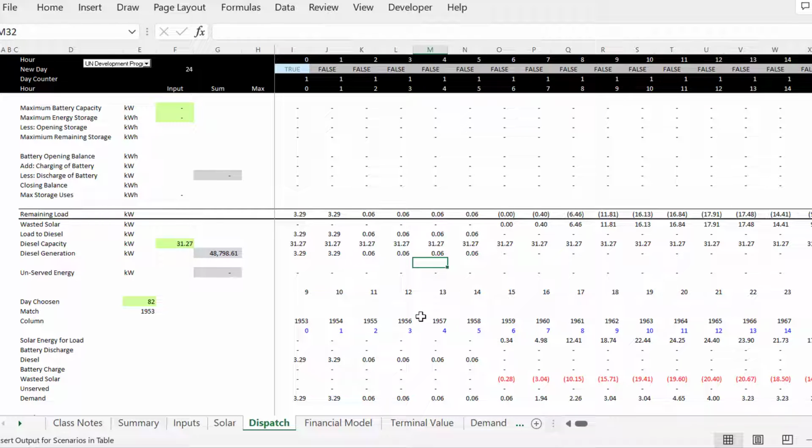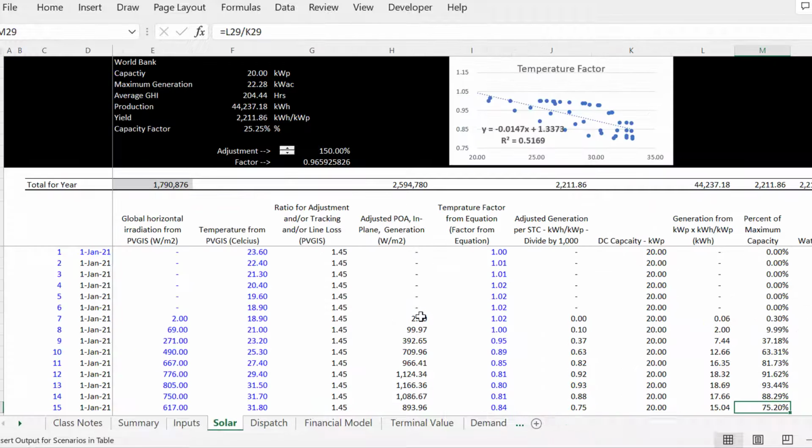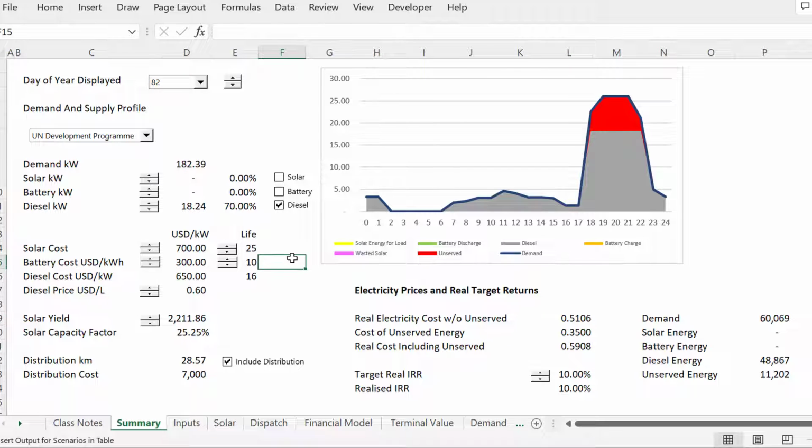And then now, if we have a whole lot of solar, we haven't used the solar for charging a battery, and we have this wasted solar, and that's what we're going to graph. If we don't have any solar, we're going to have to see if we have enough diesel capacity. Okay, and then I'm going to put a little bit less diesel just for one scenario here.